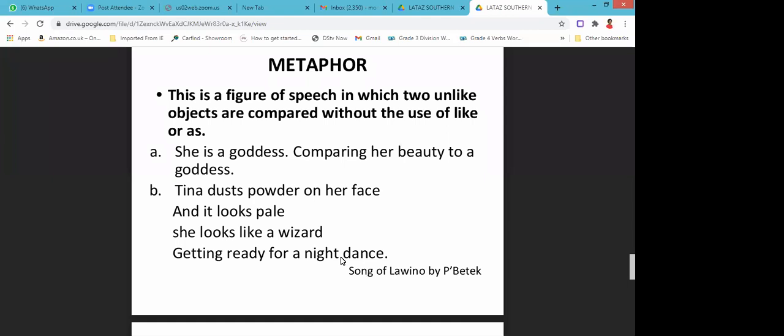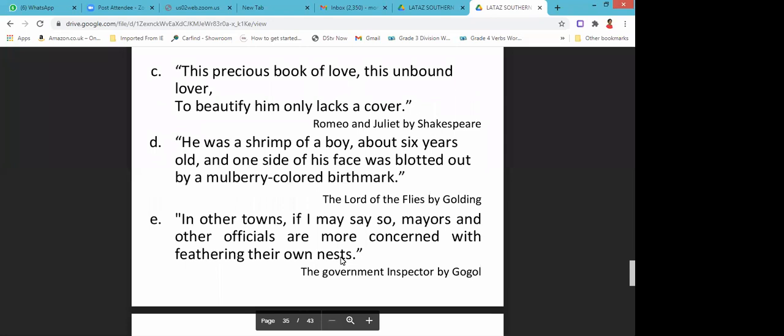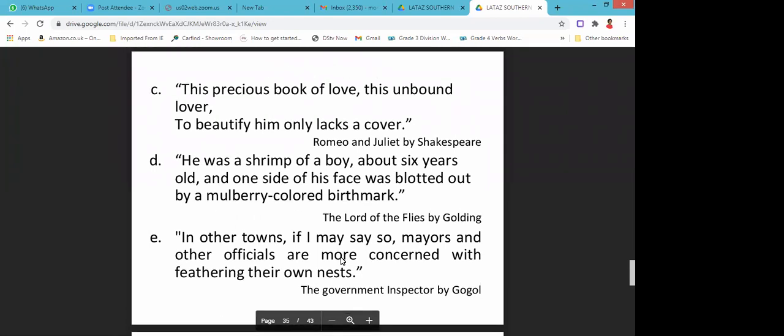So she's talking about, again, how she tries to make herself up, but because the powder is white, she looks the opposite of what she should look like. Then another metaphor is: this precious book of love, this unbound lover. To beautify him only lacks a cover.